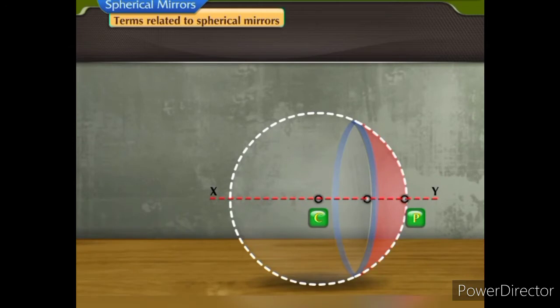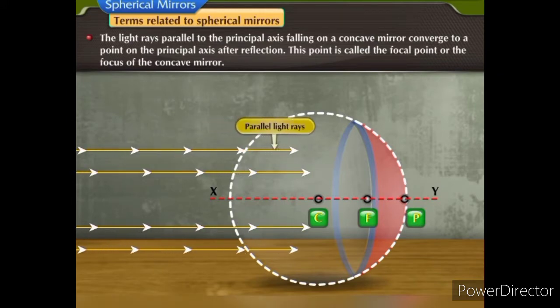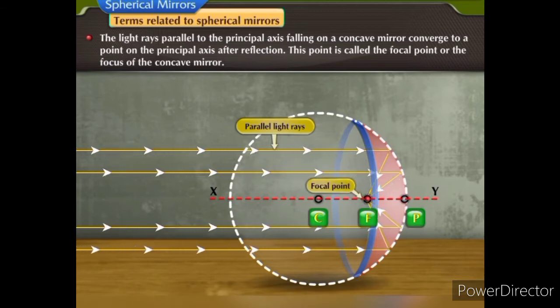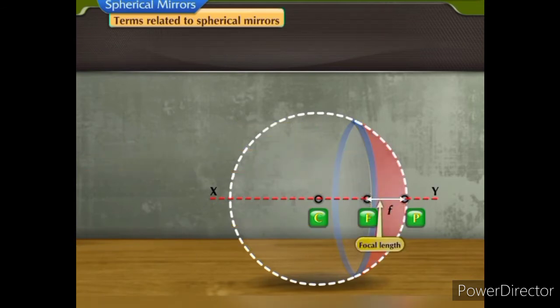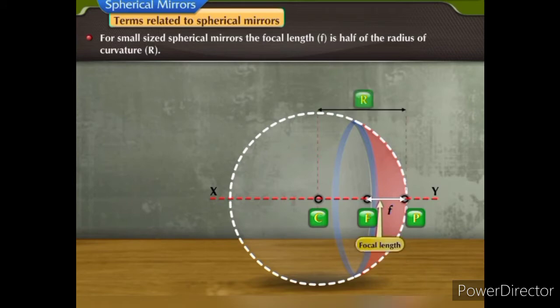Focus of concave mirror, abbreviated as F. The light rays parallel to the principal axis falling on a concave mirror converge to a point on the principal axis after reflection. This point is called the focal point or the focus of the concave mirror. Focal length. The distance between the focus F and the pole P is called the focal length of the mirror and is denoted by f. For small-sized spherical mirrors, the focal length f is half of the radius of curvature, R. That is, f is equal to R by 2.